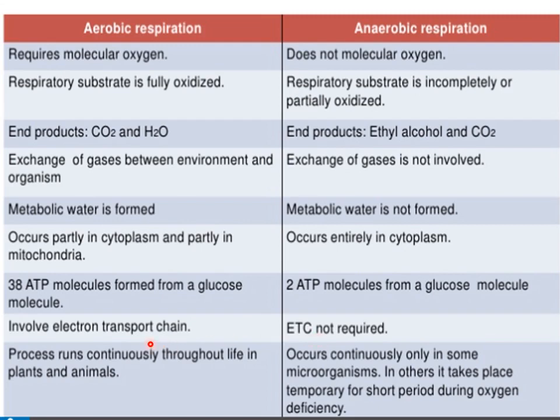Aerobic respiration runs continuously throughout life in plants and animals, while anaerobic respiration is not a continuous process. It is continuous only in some microorganisms. In others, it takes place temporarily for short periods during oxygen deficiency. So from here we can understand that it is possible that both types of respiration occur side by side in an organism, or it is also possible that only one type of respiration occurs in an organism.